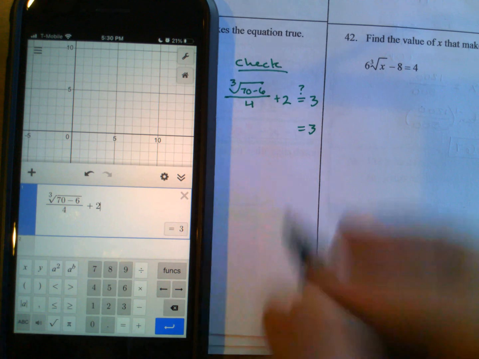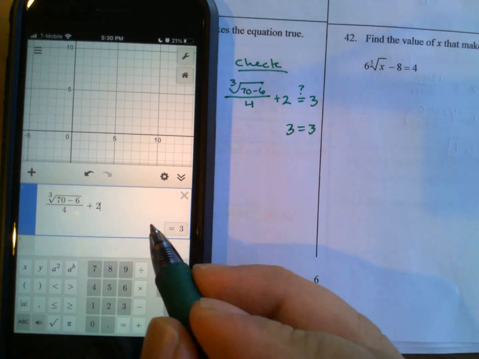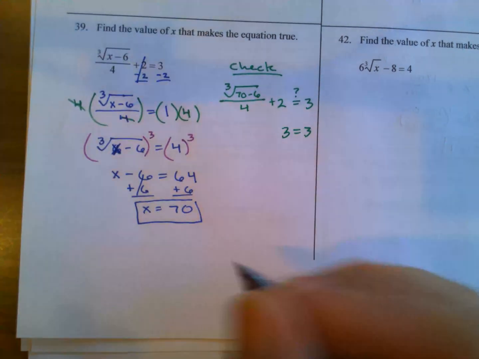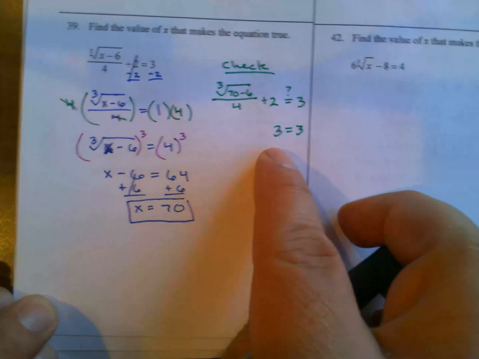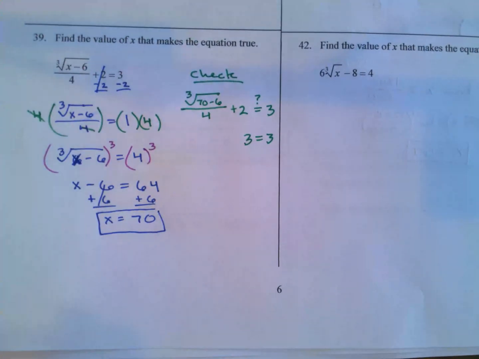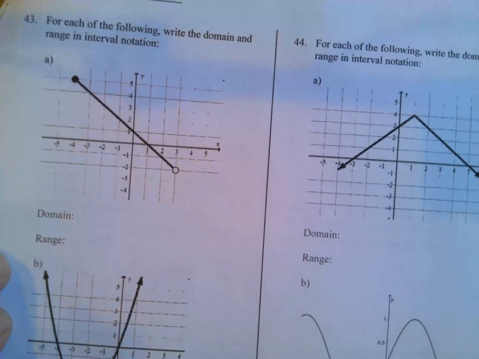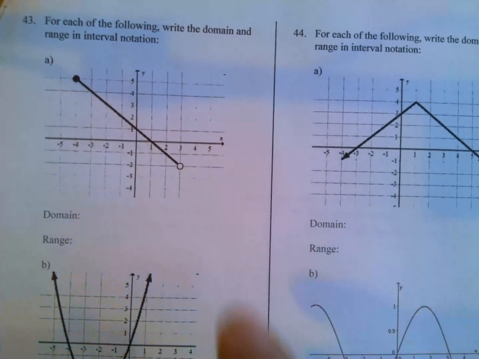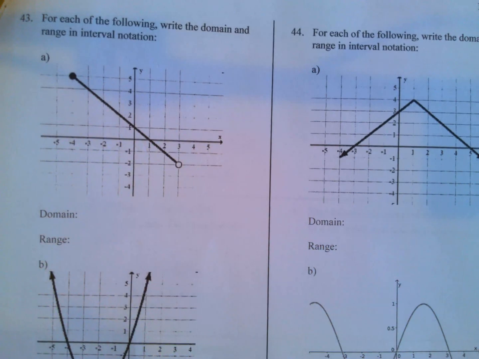And there it is. Look at that, perfect match. 3 is equal to 3 according to Desmos. So then, yes, 70 is my answer. Not the 3 that we found here, but the 70. Now, the last two problems. Remember the honors test, a little bit different. Here's what we were practicing in the last class.